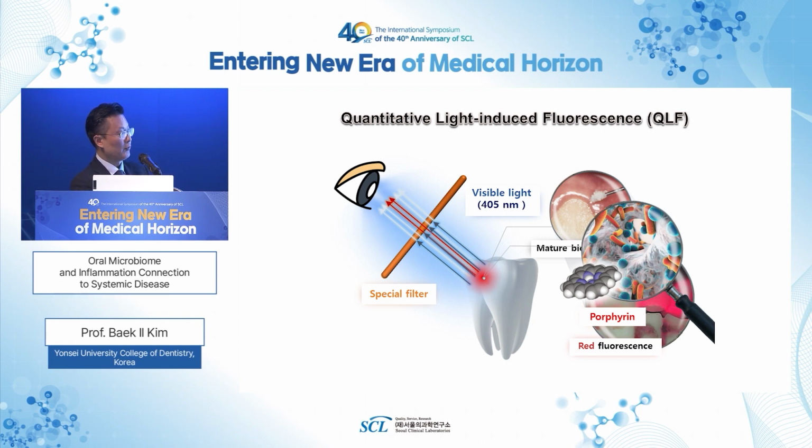So we can easily detect some bad situations in the oral biofilm. The main reason is that the bacteria produce porphyrin. I can explain this again later.